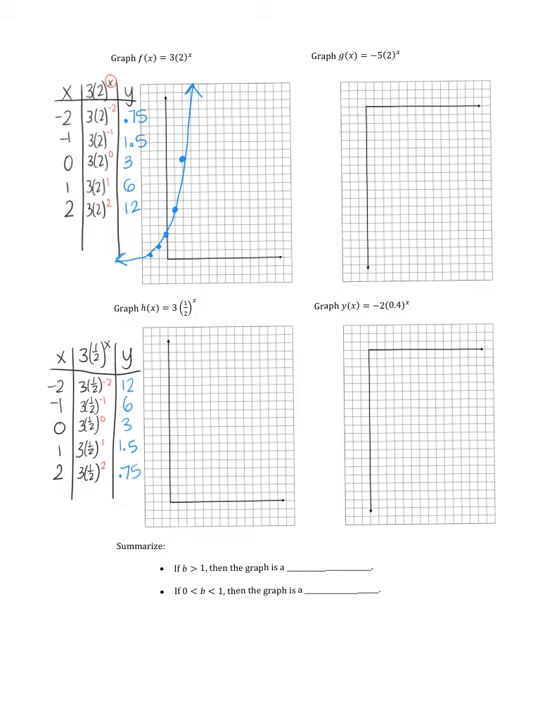Let's see if your prediction is right. If you predicted exponential decay, good job. And this is what our graph will look like.